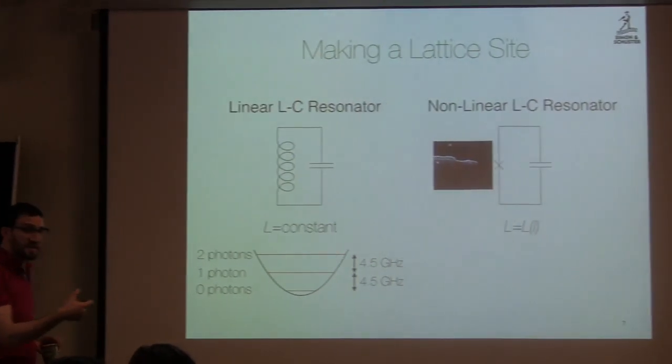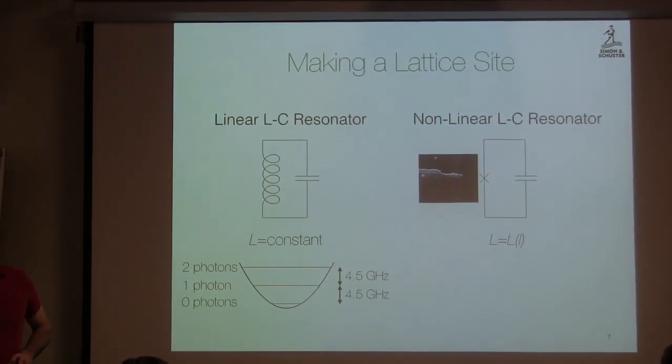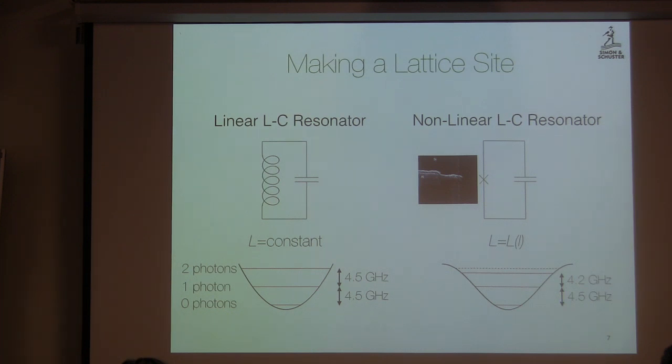But the point is this: if this inductance depends strongly on the current, we can have a situation where the first photon that goes in needs to be at 4.5 gigahertz, but then the second one might need to be at 4.2 gigahertz. So this corresponds to an attractive interaction of 300 megahertz, and these are pretty typical numbers.